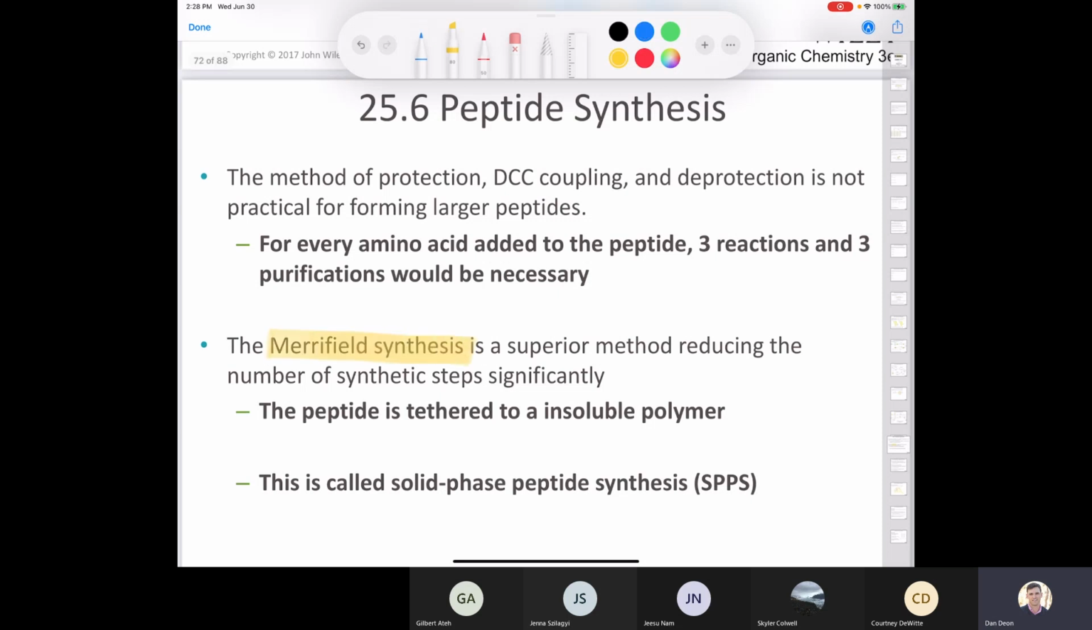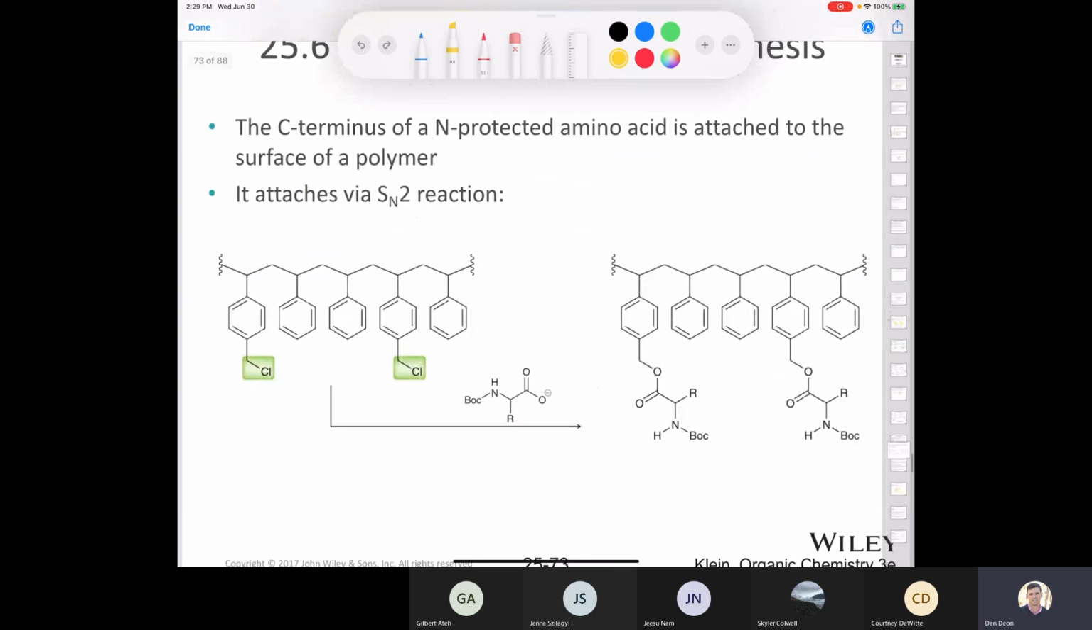It's called the Merrifield synthesis, and Merrifield won a Nobel Prize for this. The way it works is that you take the peptide, the molecule that you're making, and you tether it. Tether is just a sassy word for attach it to an insoluble polymer. What's an insoluble polymer? Plastic. You essentially put it on something that is insoluble like plastic, and that way the purification is just filtering it, because it's not going to dissolve in an organic solvent. We call this SPPS, solid phase peptide synthesis. Let me show you how it works.